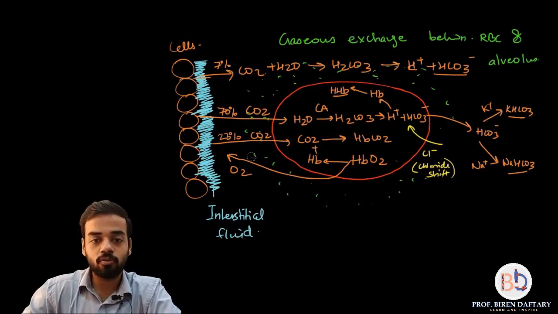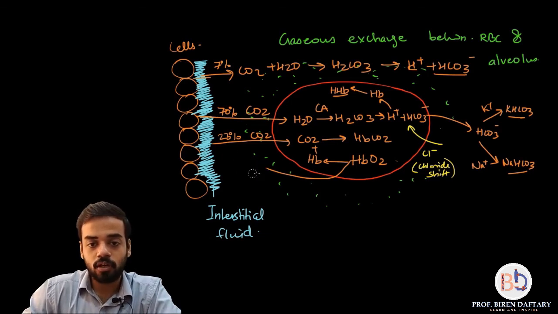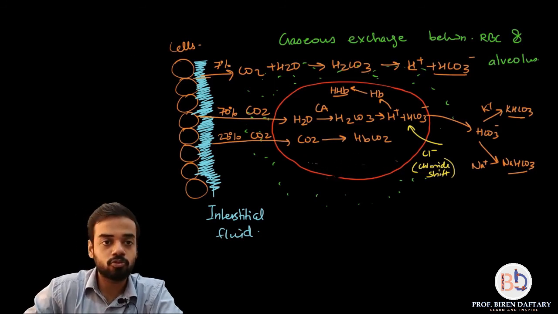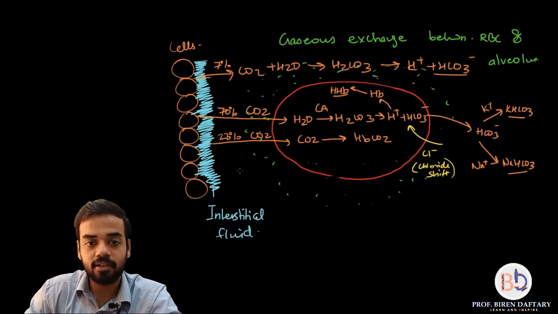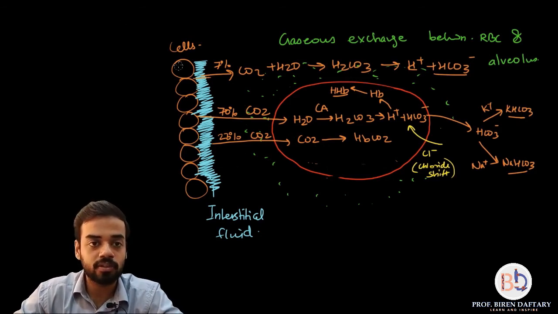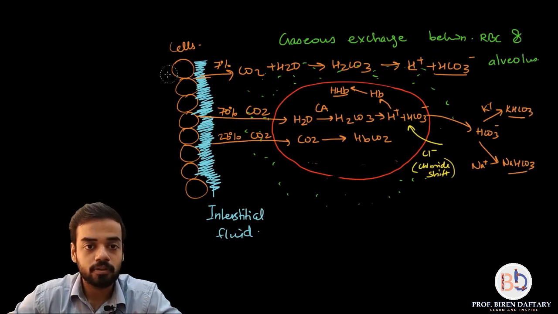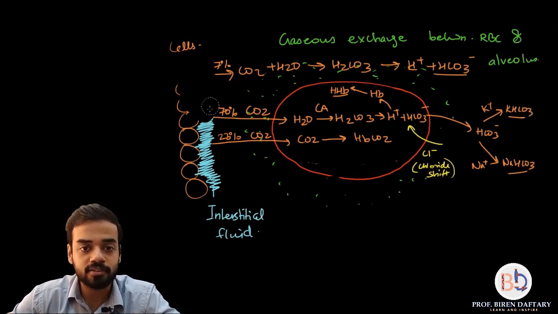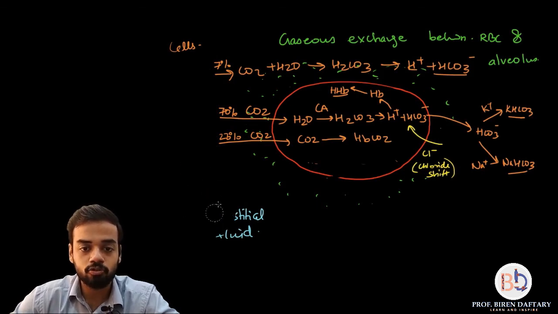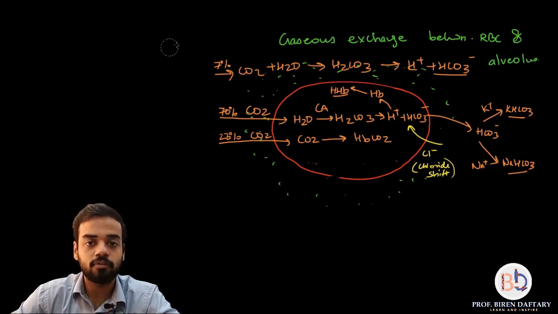Since transport of oxygen we are going to write first, the first thing that I am going to do is show that oxygen is going inside. Okay, I will rub this off so that you know. So now we don't need interstitial fluid, we don't need the cells, correct? Now what we need to show is, we need to show the alveolus.